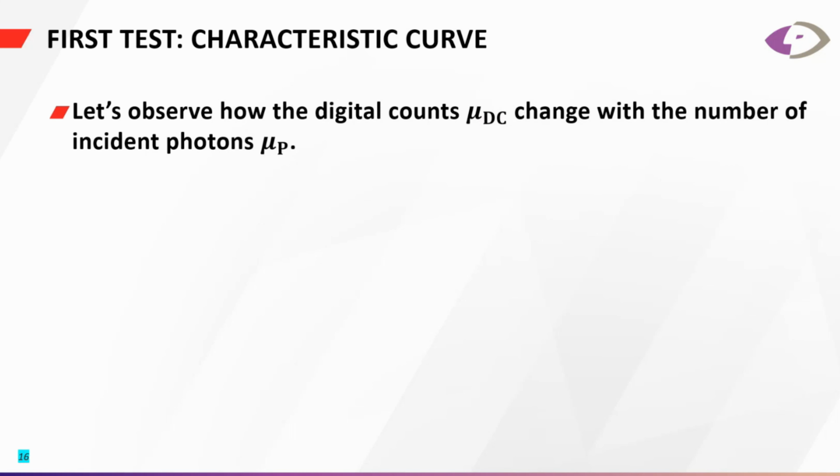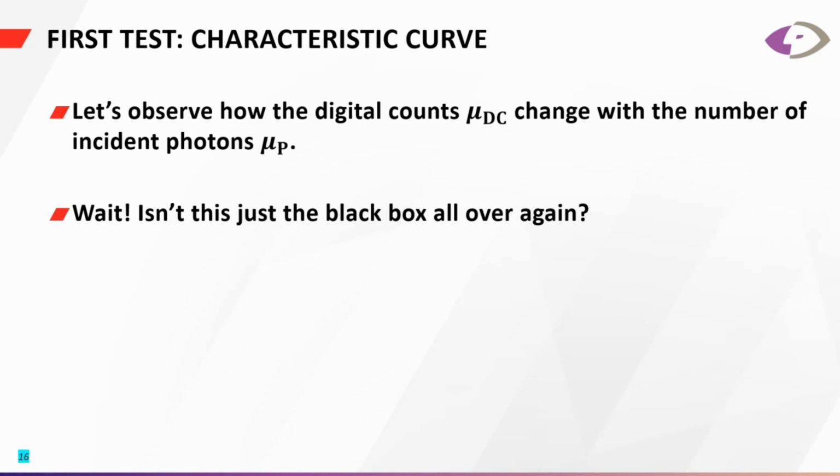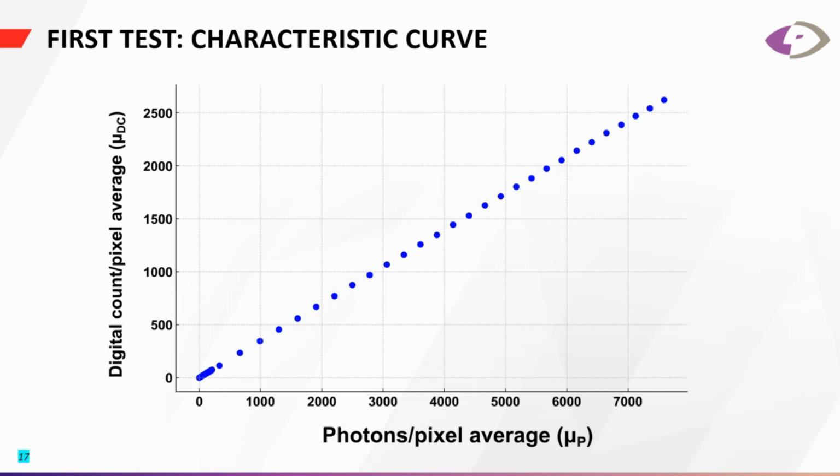And you may be thinking, isn't this just a black box all over again? Well, yes, but we can take a look at this a little bit more carefully with a plot. So here we have some actual data from one of our cameras, the T4040, and we can see when plotting the incident photon pixel average on the x-axis and the digital counts on the y-axis, we have a linear relationship. And we want to know, what is the slope of the characteristic curve? Well, as it turns out, the slope is actually just the product of the quantum efficiency and the system gain.